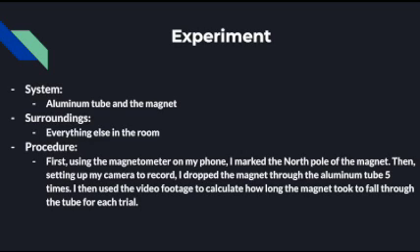The procedure was, first, using the magnetometer on my phone, I marked the north and south pole, and marked the north pole of the magnet. Then, setting up the camera to record, I dropped the magnet through the aluminum tube 5 times. I used the video footage to calculate how long the magnet took to fall through the tube for each trial. So these were the measurements.